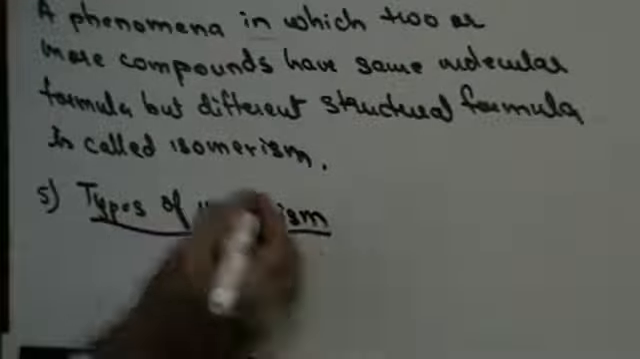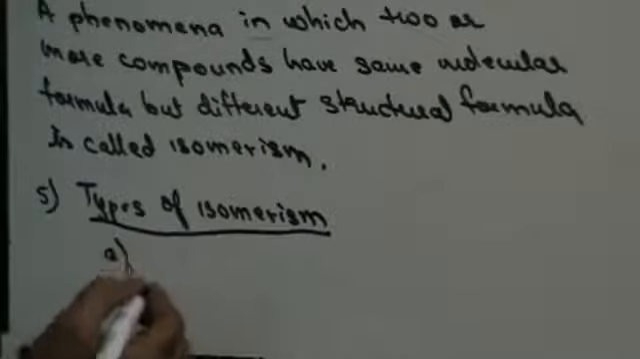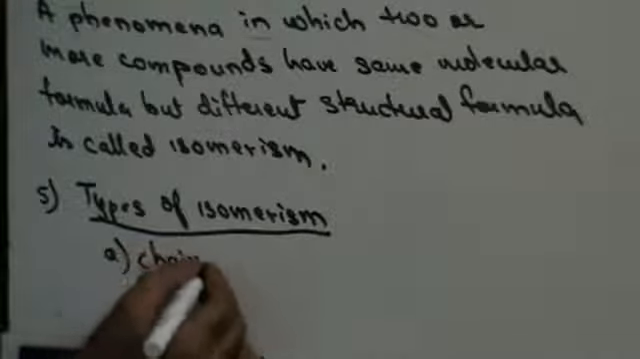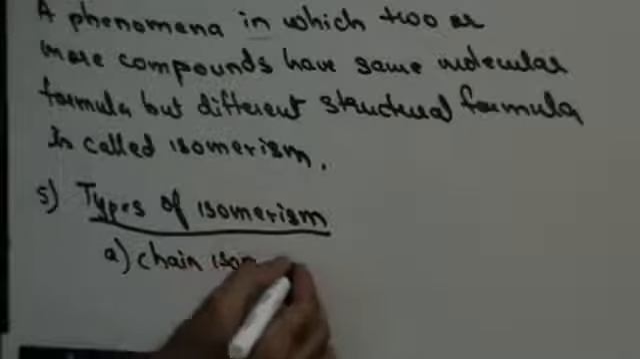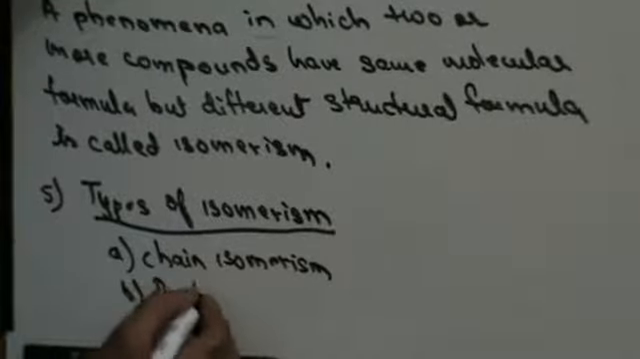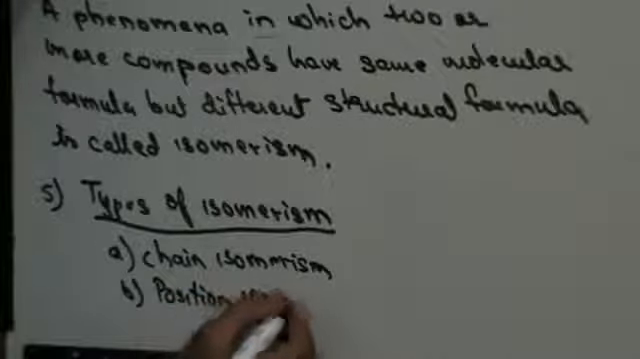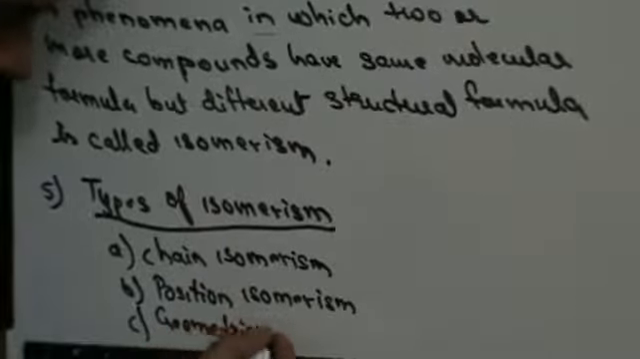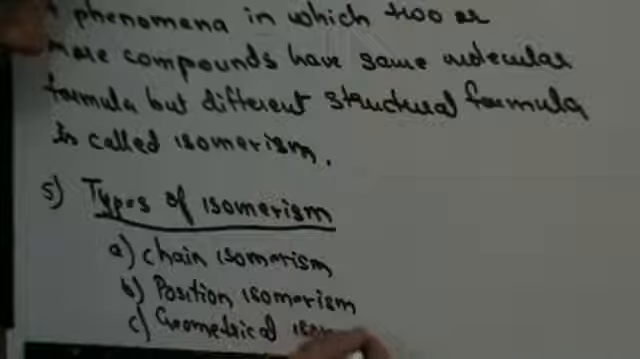The types of isomerism exhibited by alkene are chain isomerism, second, position isomerism, and third is geometrical isomerism. So these are the three different types of isomerism that are exhibited by alkene. Now let us try to understand each one of them in detail.